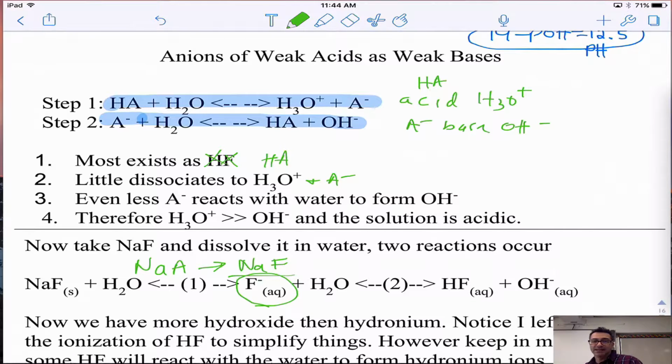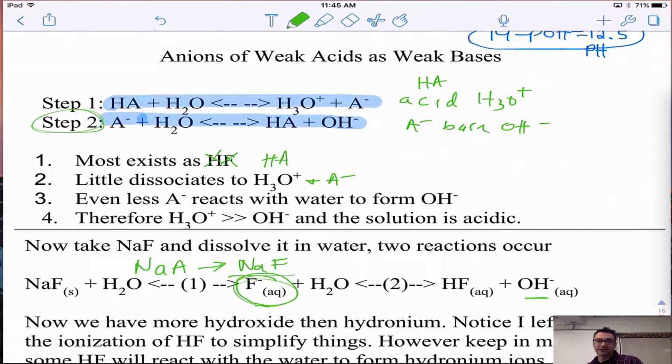Now this F- is going to react with the water, just like the A- did up here in step 2. The F- down here reacts with the water, and look at what we get. We get OH-. This is called an anion of a weak acid acting as a base. Let's think about that. HF is the acid, or HA is the acid. It produces A-, or F- to be specific. And then that anion, that A-, that F-, that acetate, whatever it is, will react with the water and produce hydroxide.